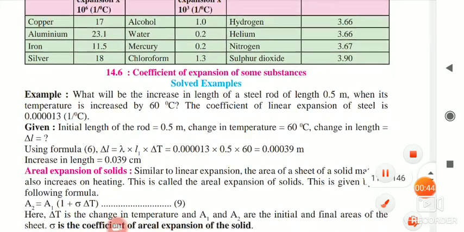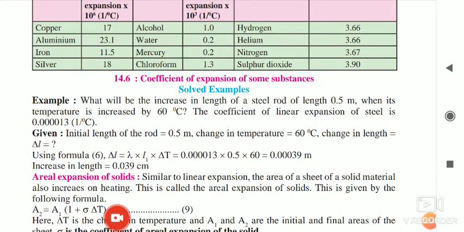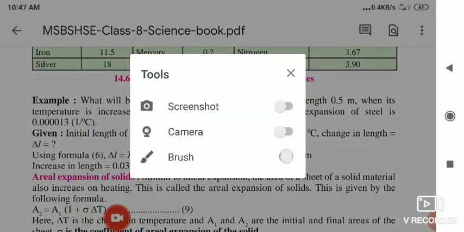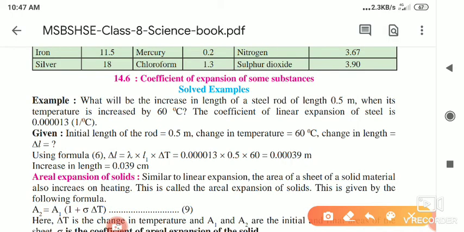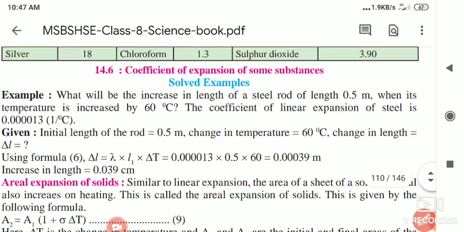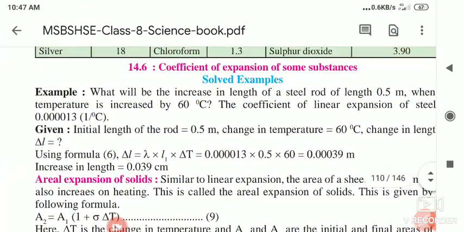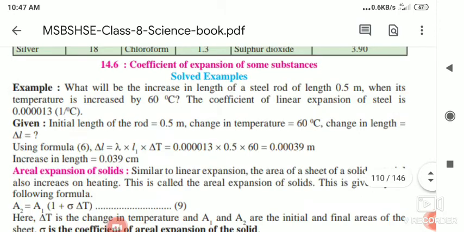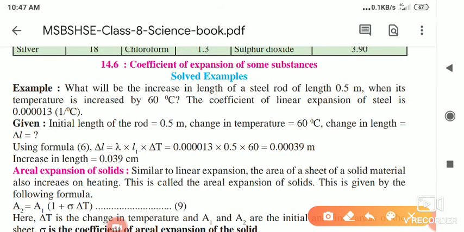What will be the increase in the length of a steel rod of length 0.5 meter when its temperature is increased by 60 degrees Celsius? How much length is there? 0.5 meter. Its temperature we have to increase by how much? That is 60 degrees Celsius. The coefficient of linear expansion of steel is what?